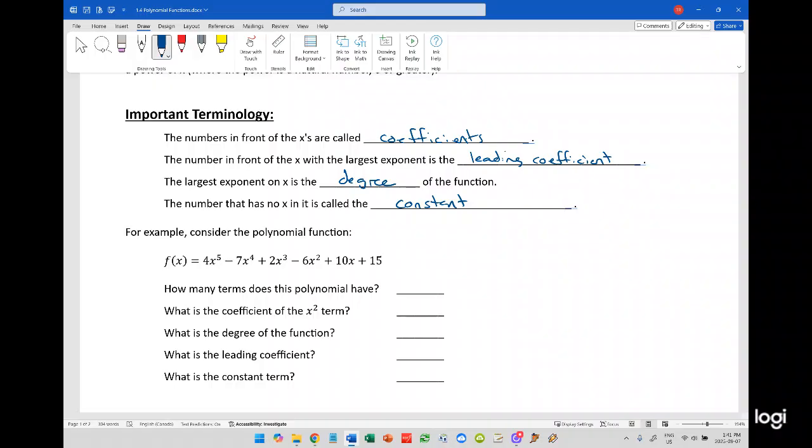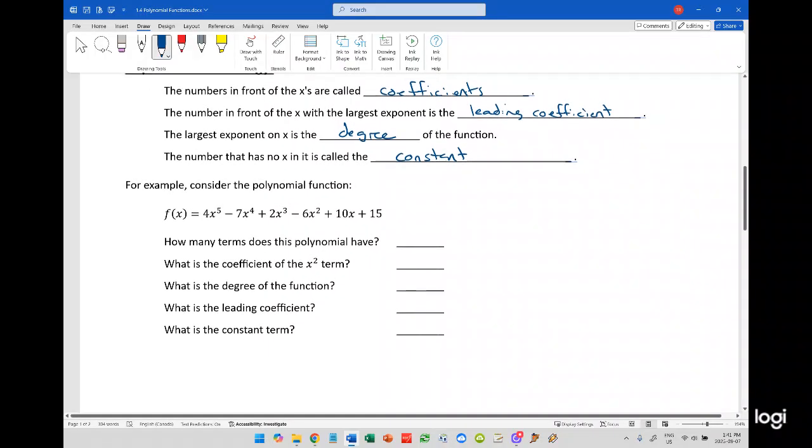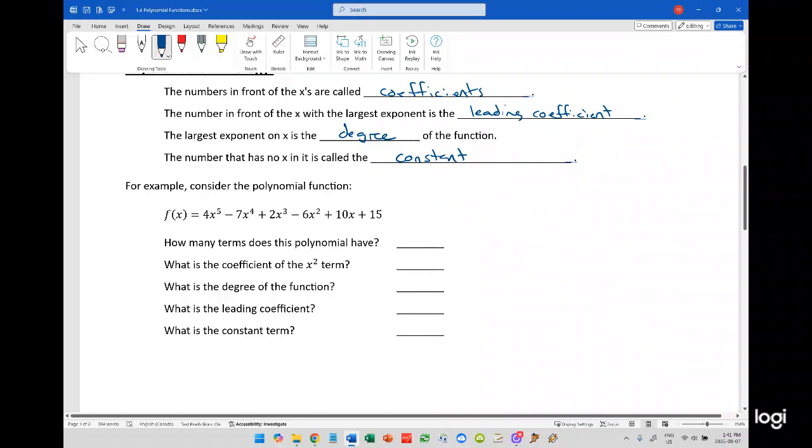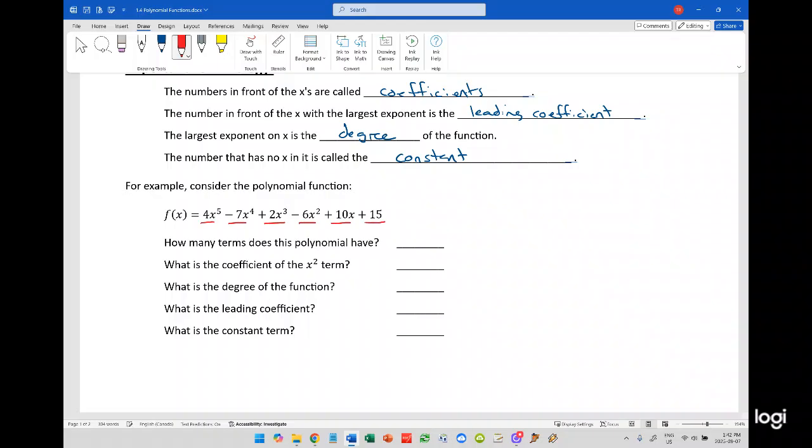So in this particular polynomial that we've given as an example, f of x equals 4x to the fifth minus 7x fourth plus 2x cubed minus 6x squared plus 10x plus 15. How many terms do we have in that polynomial? So a term is just anything separated by a plus or a minus. So we have 1, 2, 3, 4, 5, 6. 6 terms in that particular polynomial.